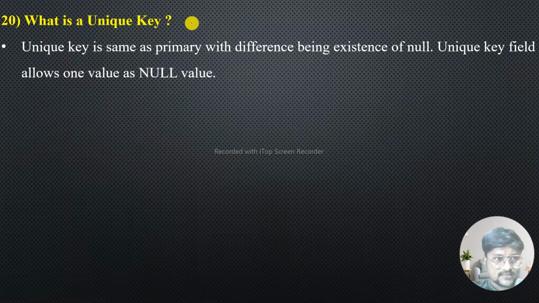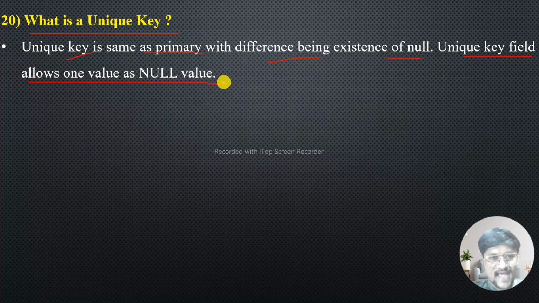And next question we have, what is a unique key? So a unique key is the same as a primary key with the difference being the existence of null. A unique key field allows one value as a null value.